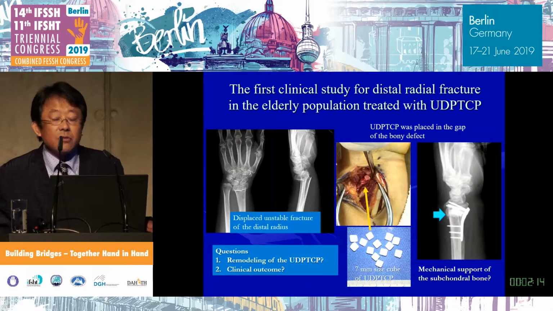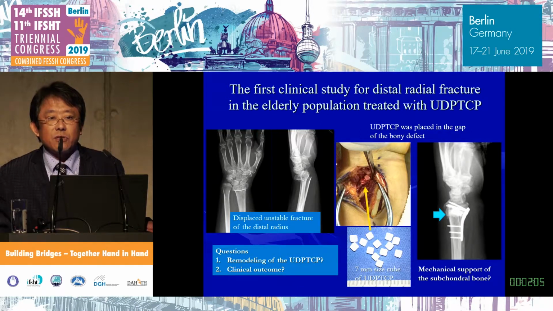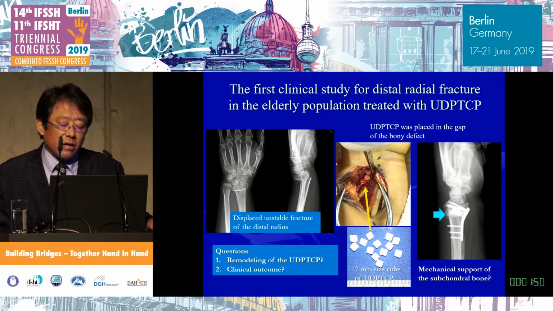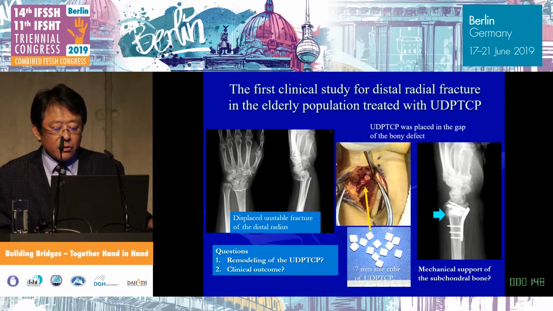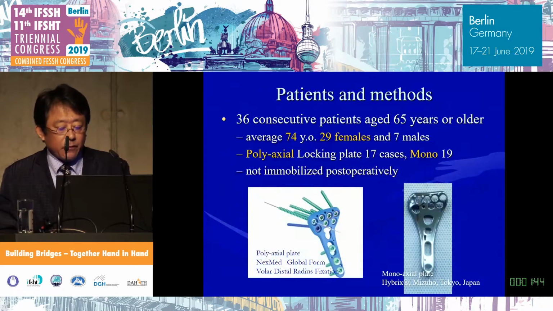So this is the first clinical study for the displaced non-unstable distal radius fracture in the elderly population treated with a UDP TCP. UDP TCP was placed in the gap intraoperatively of the bony defects, and I usually use the 7mm cubic type. In this study, I mainly focus on the remodeling of the UDP TCP and the clinical outcome.